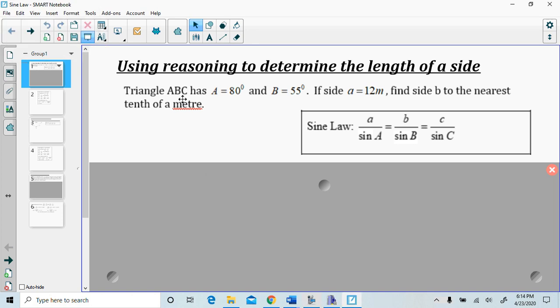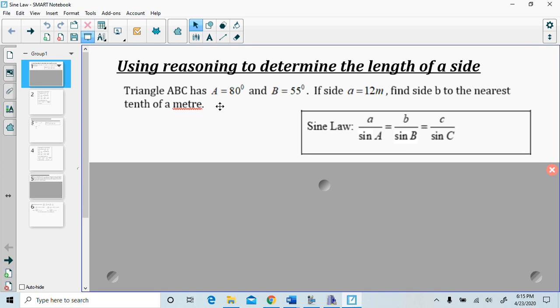This will be about the sine law and how to use it and how to apply it. So we'll just take a look at this first scenario. The triangle labeled ABC has an angle of 80 degrees at corner or vertex A and another angle of 55 degrees at corner B. And then we're given a side length of 12 meters at A. And little a will be directly across from the capital A, so the side length will be across from the angle of 80 degrees.